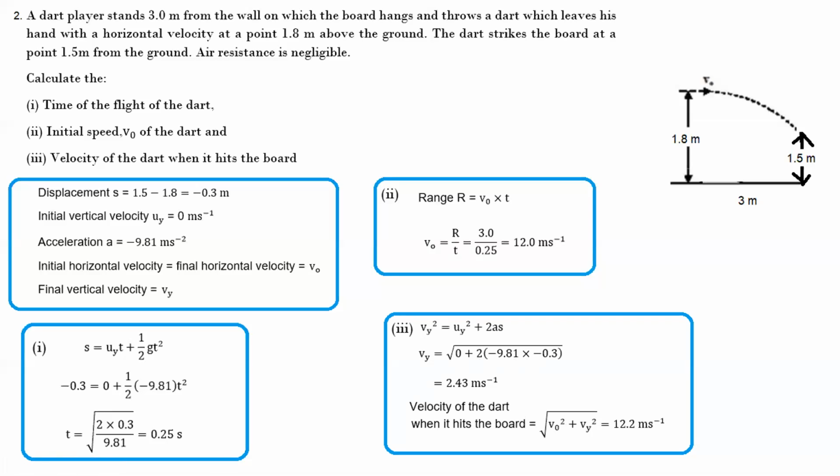Also, we know the final horizontal velocity as V naught, which we already found as 12 meter per second. So how can we find the resultant of both? You have to square them and take the root. So I'm squaring the final horizontal velocity, which is 12 square, plus final vertical velocity, which is 2.43 whole square. Then take the root, get the final velocity as 12.2 meter per second.